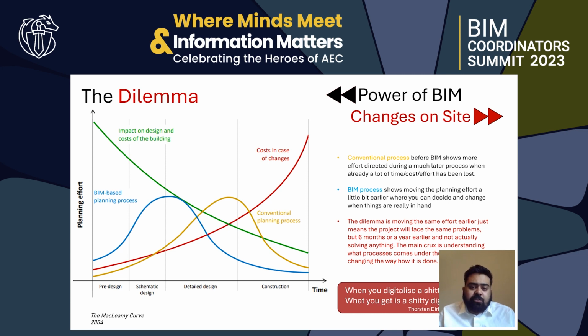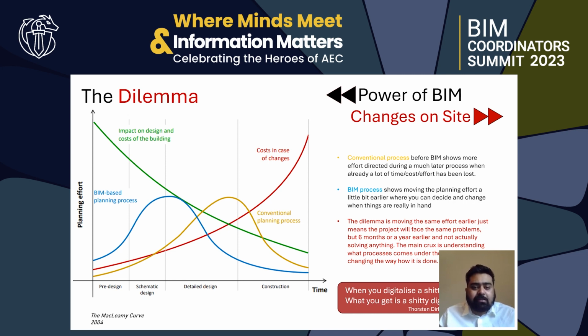What I've shown here with the help of the McLeamy curve is how, in the conventional process before BIM, we intended to focus and invest more of our resources and time during the detailed design and construction process. BIM helps by moving that process a little bit earlier, where we can solve the issues in a less costly and less time-consuming manner. So the conventional process before BIM shows more effort directed to the much later process, and the BIM process shows the planning effort moved a little bit earlier.